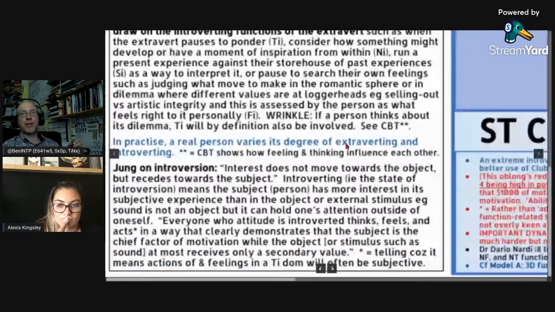And then Jung on introversion. Well, we covered this before. I'll go quickly. Interest does not move towards the object, but recedes towards the subject. I can't do a Swiss accent. If I could, I would.